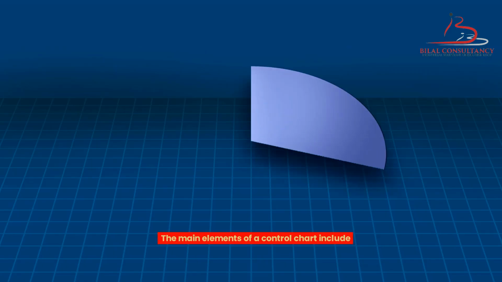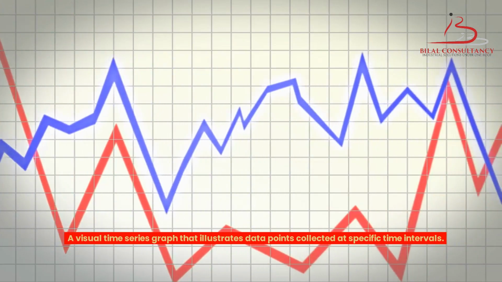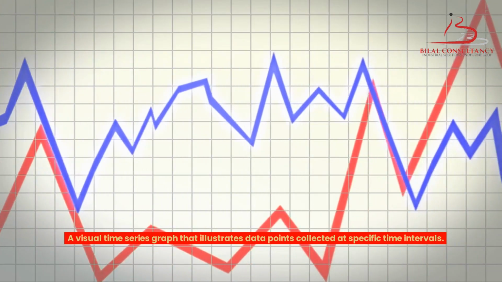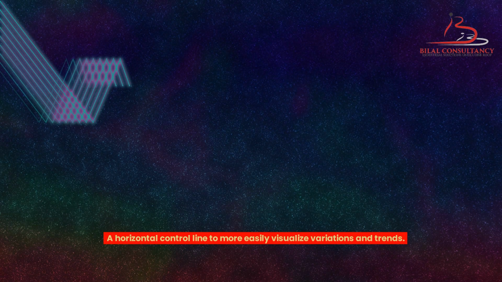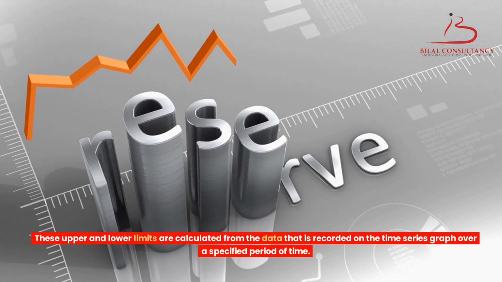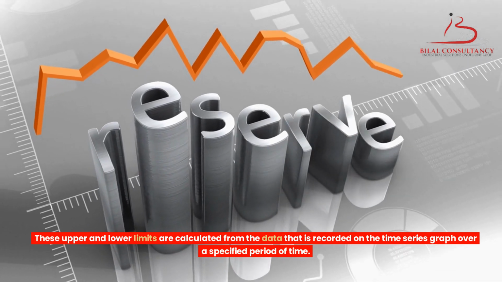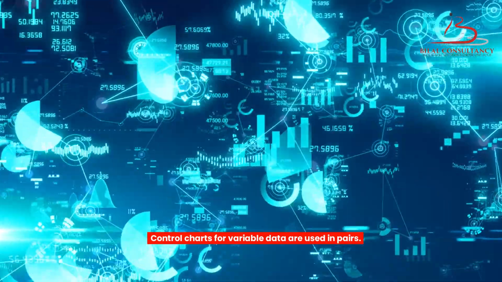The main elements of a control chart include a visual time series graph that illustrates data points collected at specific time intervals, a horizontal control line to more easily visualize variations and trends, and horizontal lines representing upper and lower control limits, placed at equal distances above and below the control line. These upper and lower limits are calculated from the data that is recorded on the time series graph over a specified period of time. Control charts for variable data are used in pairs.